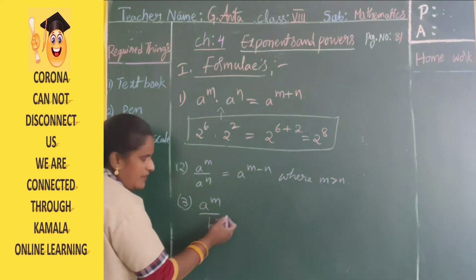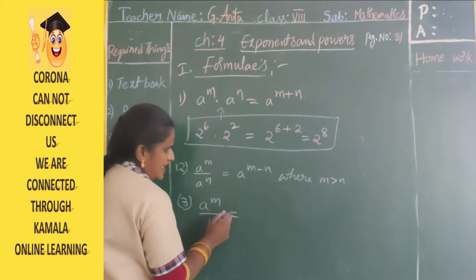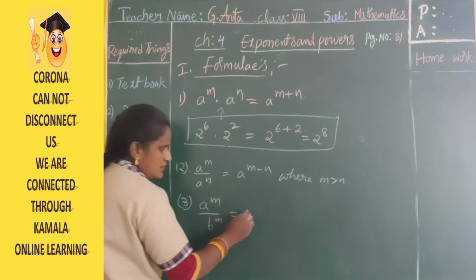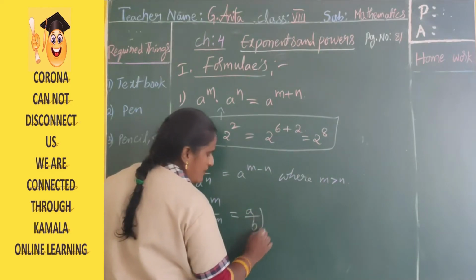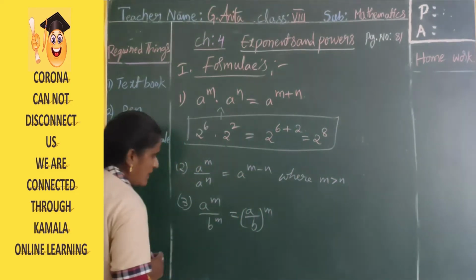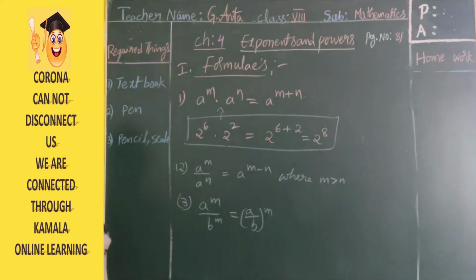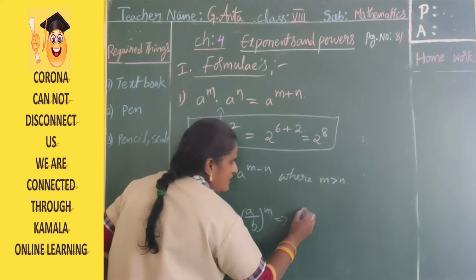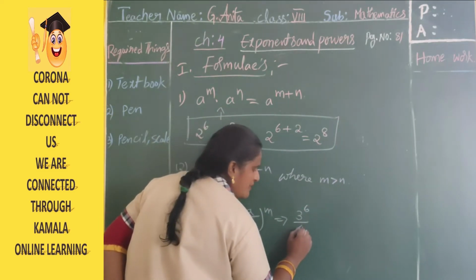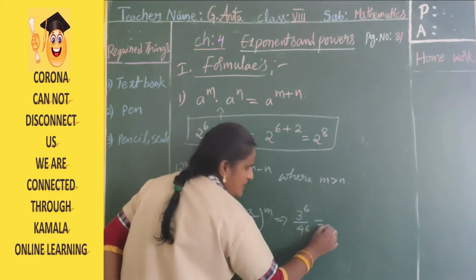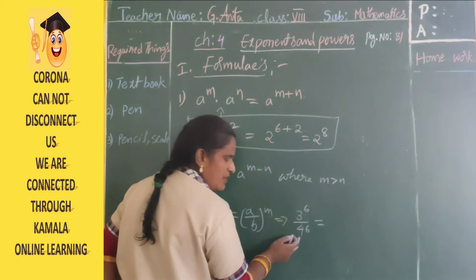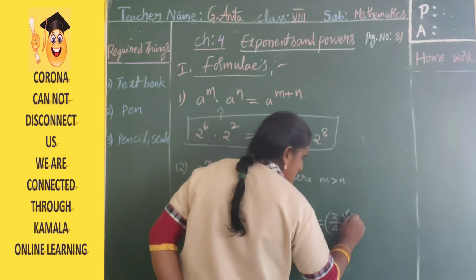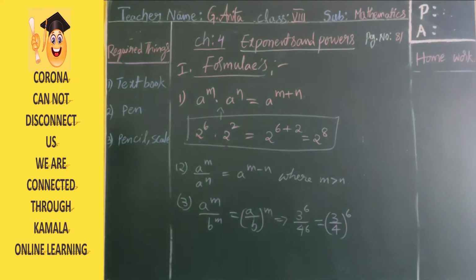A power m by b power m. Here you observe, bases are different, powers are same. So this can be written as a by b whole power m. For example, 3 power 6 by 4 power 6 can be written as 3 by 4 whole power 6.